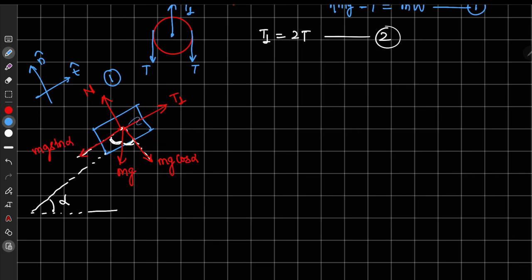Now let us first balance the forces in the normal direction. We can write N is equal to mg cos alpha, as we are not having any acceleration in the normal direction. Now let us assume that we have acceleration W1 in this direction. We can write the equation of forces: T1 minus mg sin alpha is equal to mass into acceleration W1. So let us say this is our third equation.